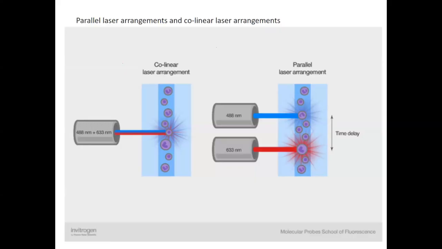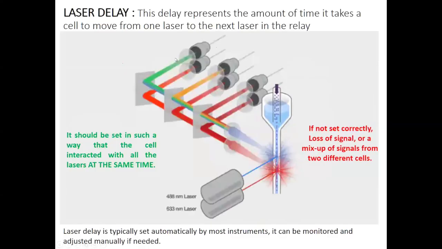You are not collecting signal at the same point of time. The fluorochromes excited by the blue laser give signal first, and then the fluorochromes excited by the red laser give signal next after a time gap, which is not so great, right? But many people use the parallel laser arrangement, and they do something about it, and this is again set by default. Mostly the user cannot change this much, only the service person has access to it.